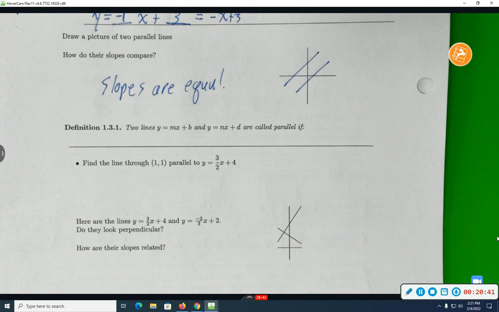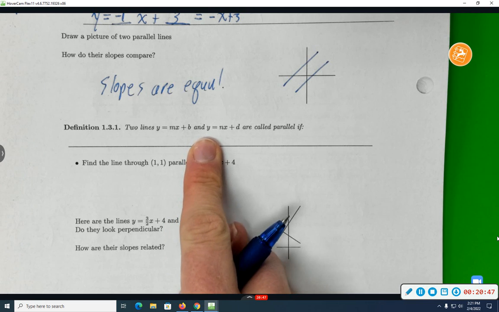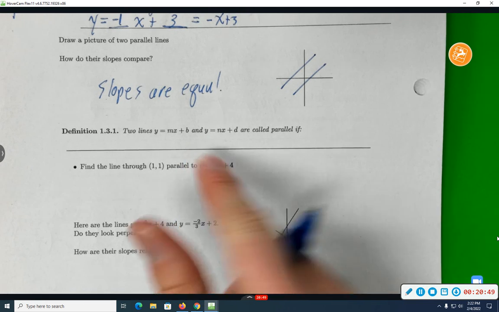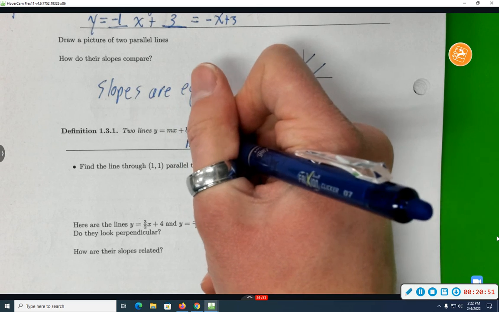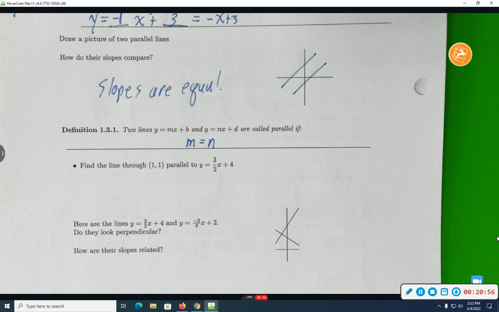Two lines are parallel if their slopes are equal. In terms of formulas, two lines y equals mx plus b and y equals nx plus d are parallel if their slopes are the same. So it's just m equals n. So if you're asked to find the line through a point parallel to this other line, well, this gives you two facts.